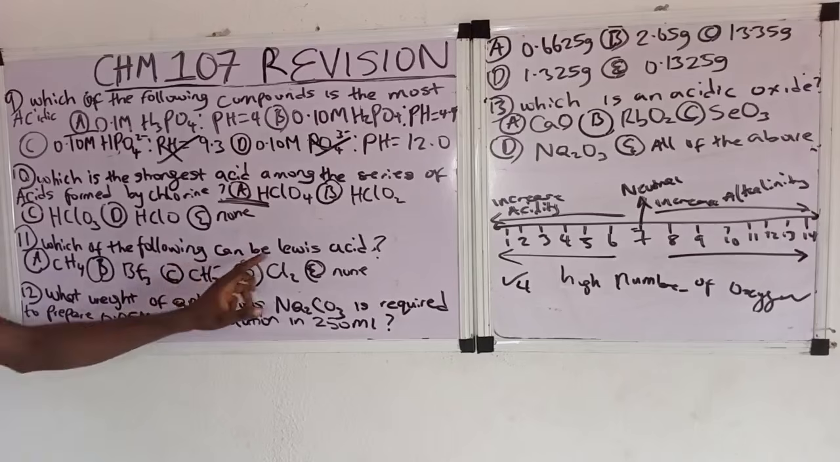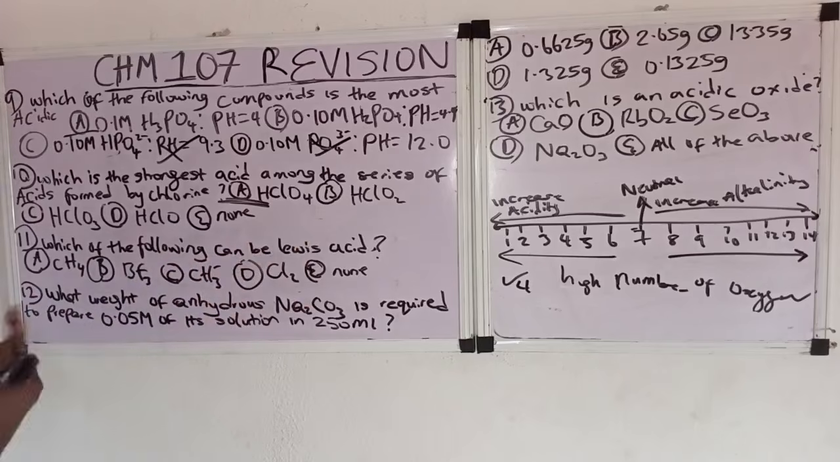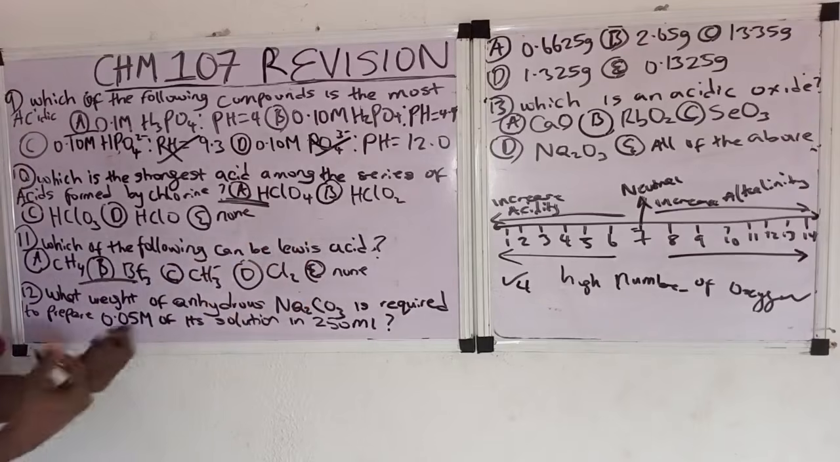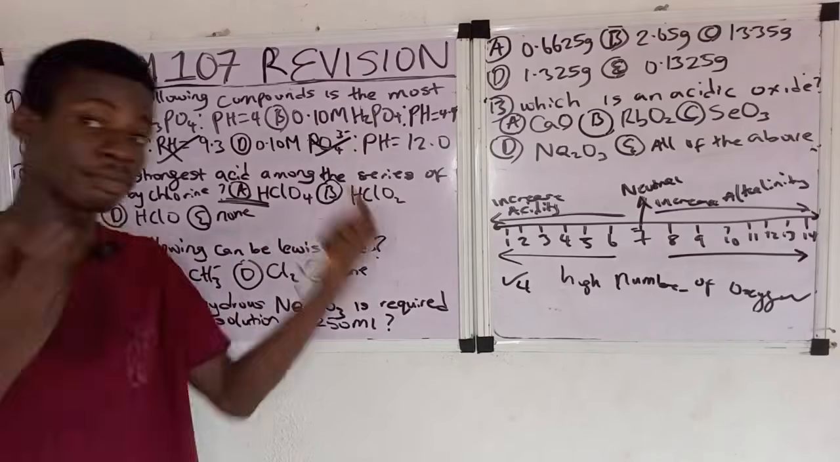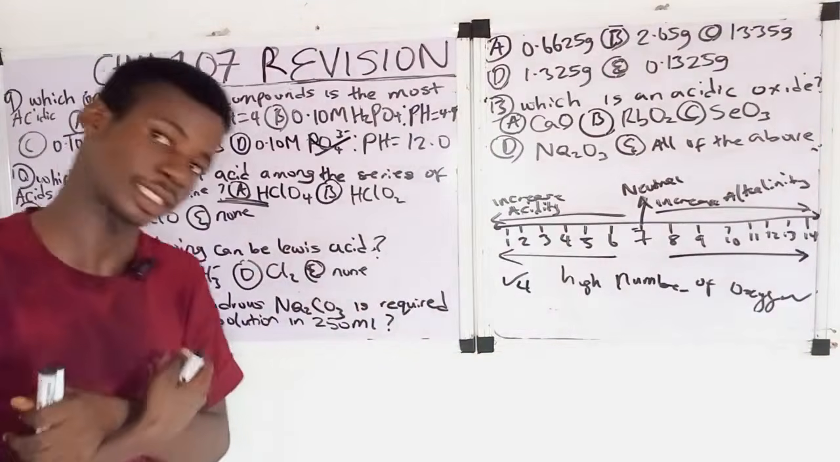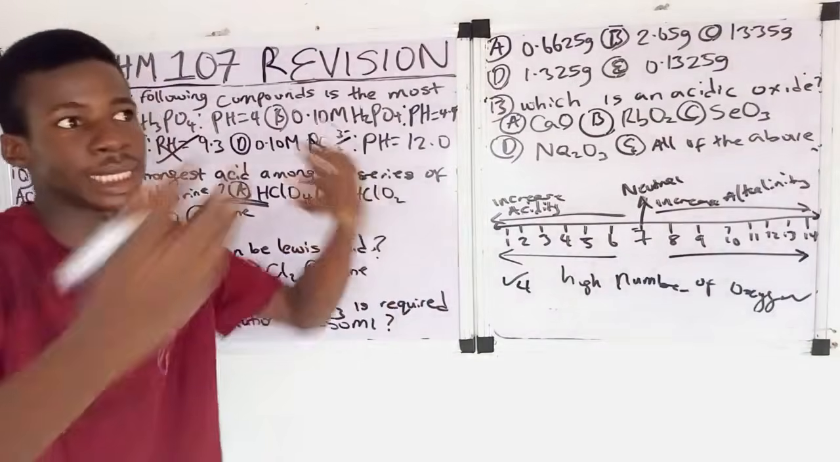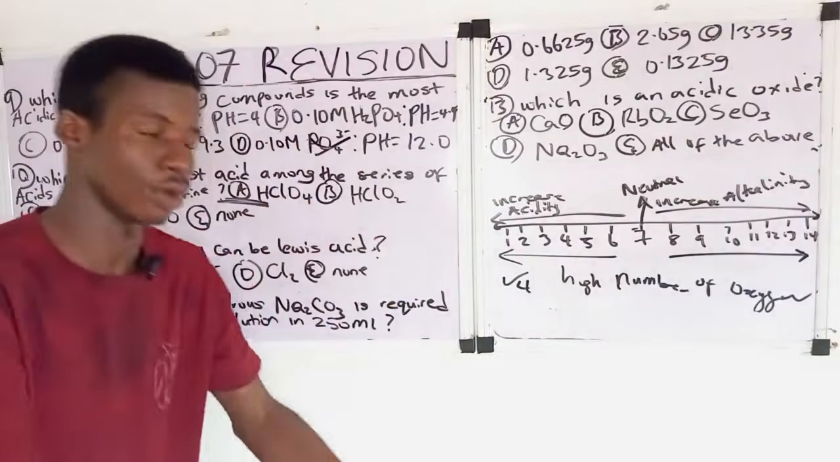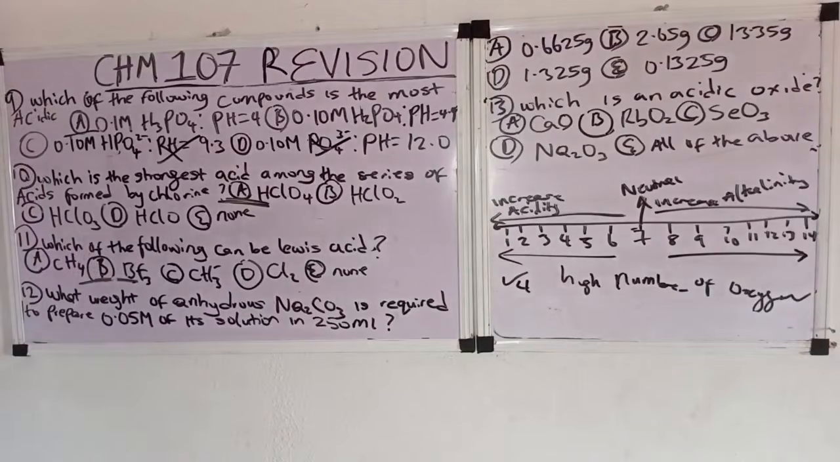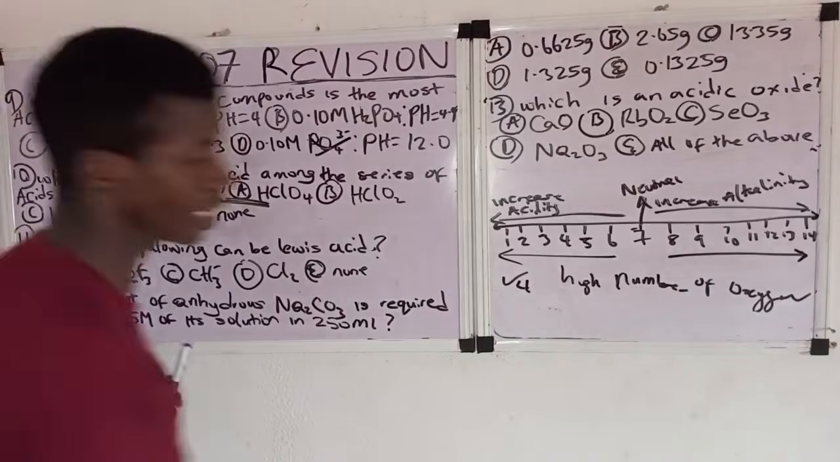Which of the following can be a Lewis acid? The answer is boron trifluoride. Remember, Lewis acids are electron pair acceptors. They usually accept a lone pair of electrons. So boron trifluoride is a Lewis acid. Now this next part is calculation, so let's do it later.